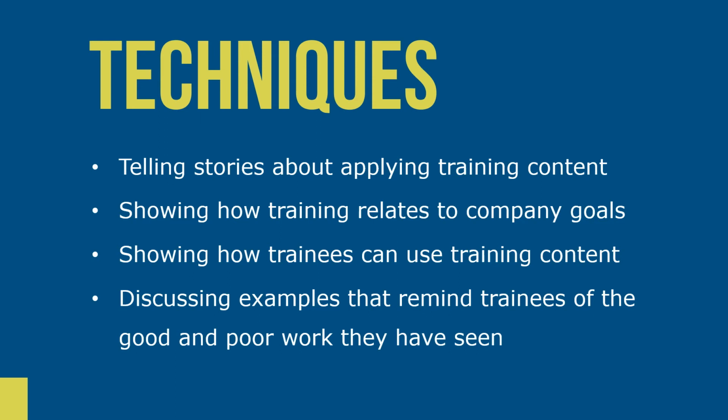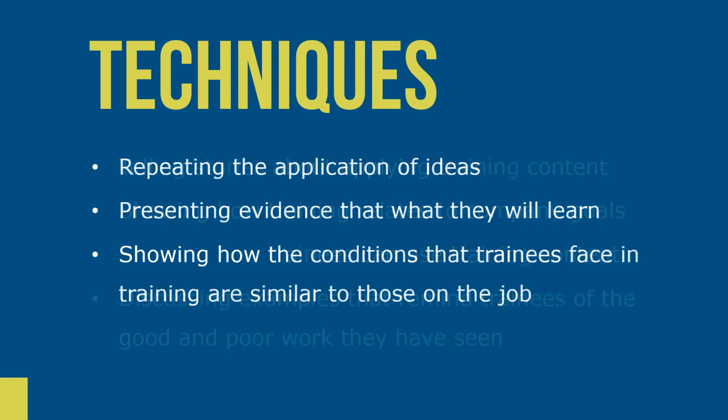Some successful techniques for convincing trainees that the training program context is meaningful include telling stories about others' success in applying training content, showing how training relates to company goals and strategy, showing trainees that they can use training content ideas at work, and discussing examples or cases that remind trainees of the good and poor work they've seen. It also includes repeating the application of ideas in different contexts, presenting evidence that what they will learn during training is what high-performing employees use on their jobs, and showing how the conditions that trainees face in the environment are similar to those on the job.